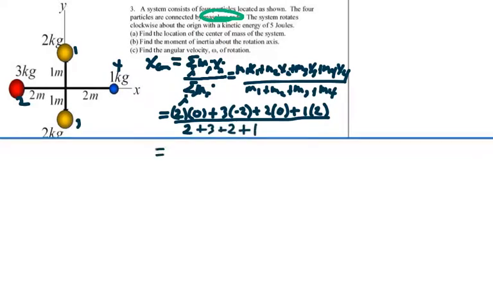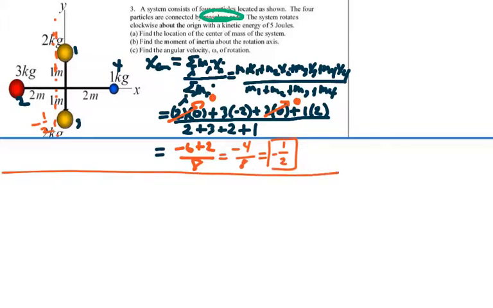So this is equal to, let's see, 0, 0. We're going to have a negative 6 plus 2 over 8, which would be a negative 4 divided by 8, or a negative 1/2. So somewhere at x equal to a negative 1/2, somewhere along this line, at x equal to negative 1/2, is our center of mass.